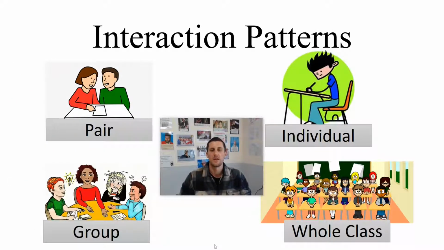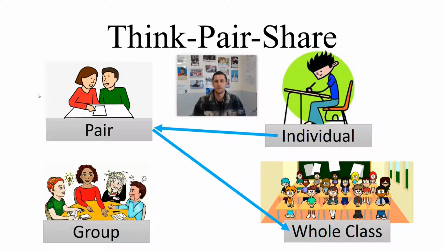We have many different choices for interaction patterns. We can work individually, we can work in pairs, in groups, or we can work as a whole class. Some activities will combine interaction patterns as a process. For example, think, pair, share. We've done this in class before where students can think by themselves for a minute, individual. Then they can pair up to share their ideas together, pair, and then finally, some students can share their ideas with the whole class, share.